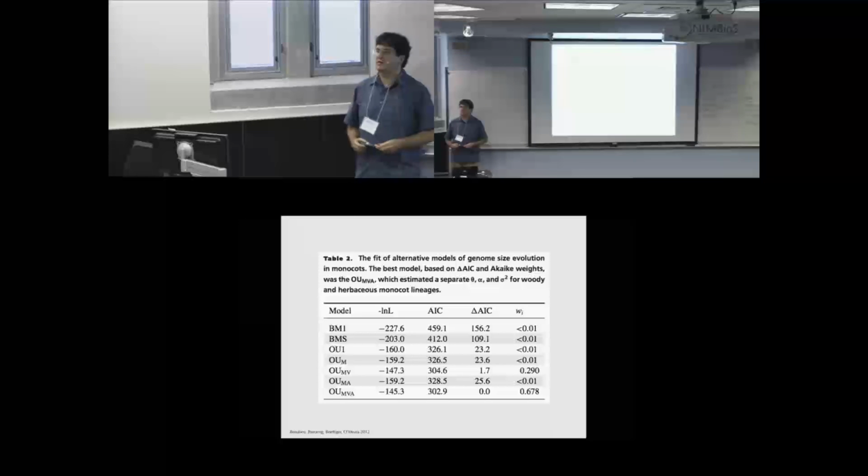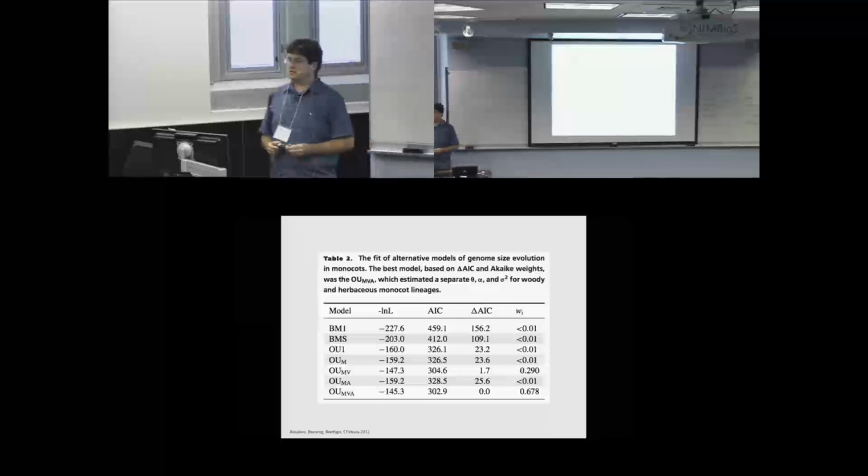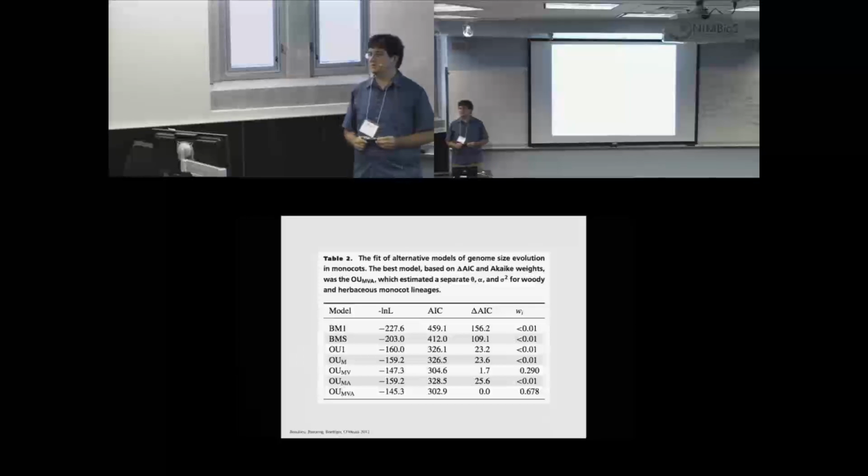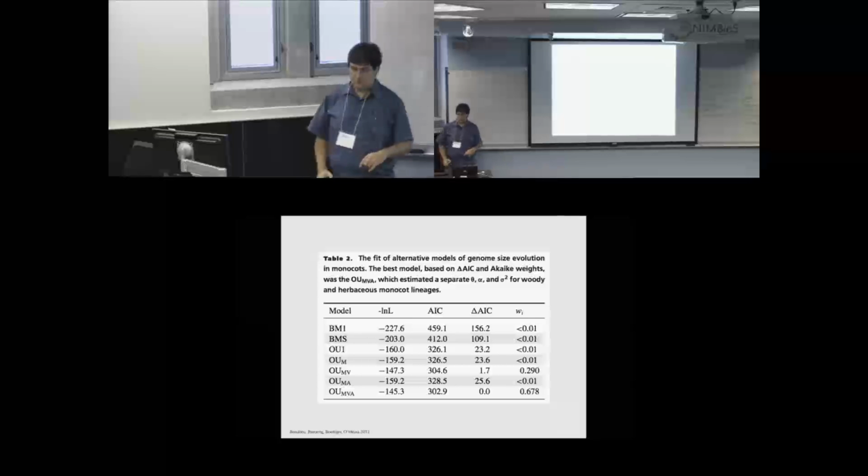So thinking about these models in a logical sense, the OU-MVA means that woody and herbaceous plants have different thetas, and so different optima, and then they have different variance, and they have different strength of selection. Right. So the rates of evolution rather than variance, but yeah, basically that. In terms of genome size. Yeah. Okay. Good.